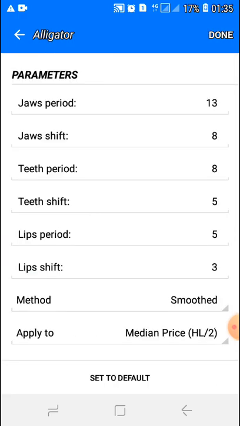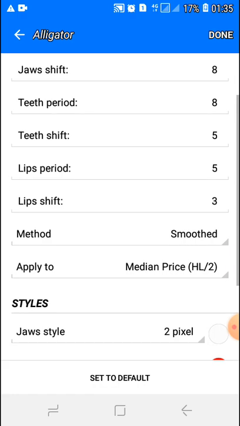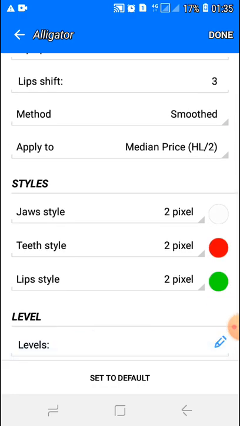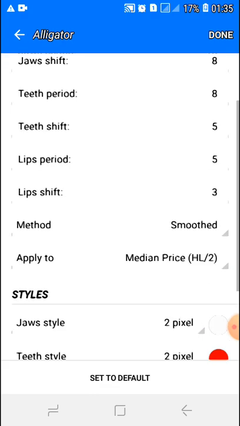Jaw period 13, jaw shift 8, teeth period 8, teeth shift 5, lips period 5, lips shift 3, method smoothed, apply to median price (high, low, divided by 2), jaw style 2 pixel white, teeth style 2 pixel red, lips style 2 pixel green. Okay, so this is how it looks.